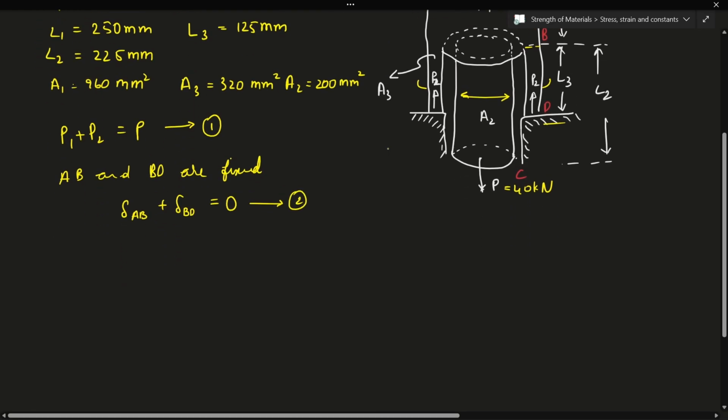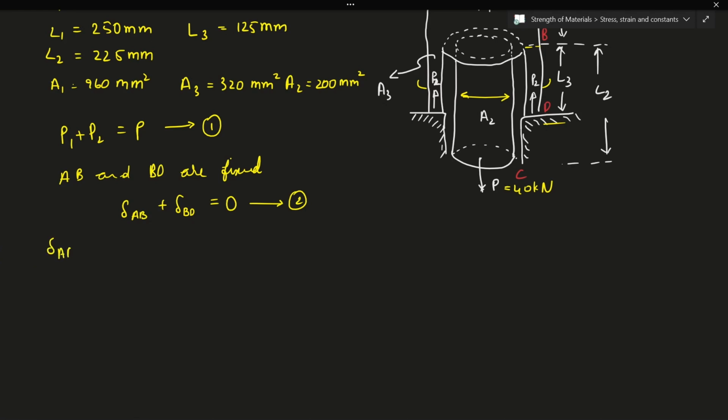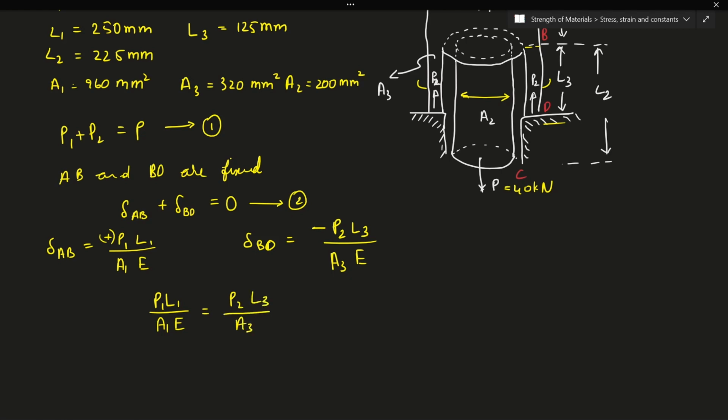So here what is happening? I'll individually write the equations now. Delta AB is equal to P1 L1, right? So divided by A1 into E. So this is elongation, I'll have it as positive. And for delta BD, this will be in compression, so minus P2, the length is L3, divided by the area A3 into E. Now if I substitute it back, P1 L1 by A1 E is equal to P2 L3 divided by A3 E.